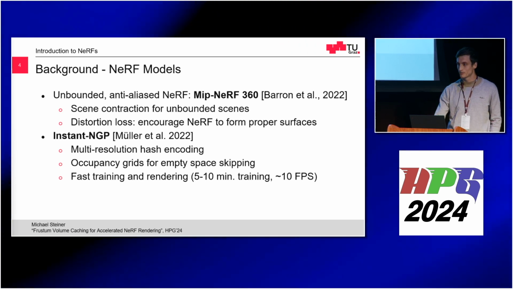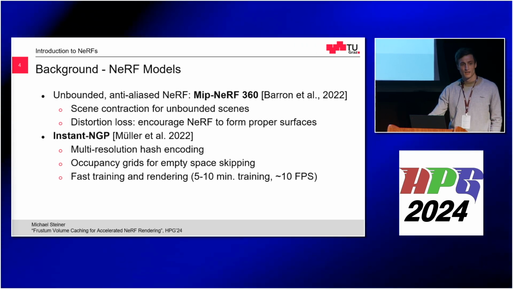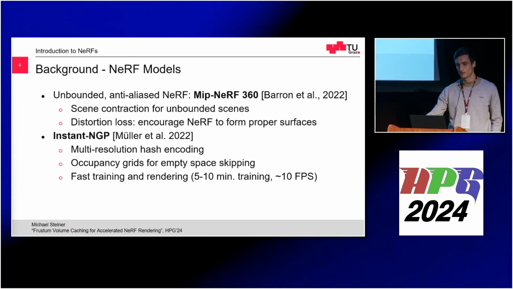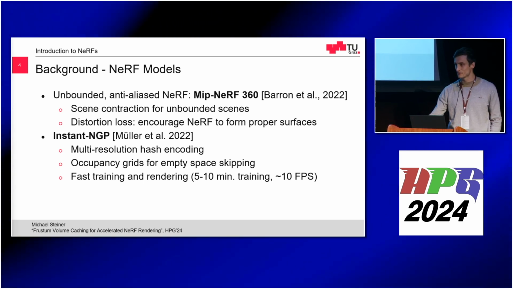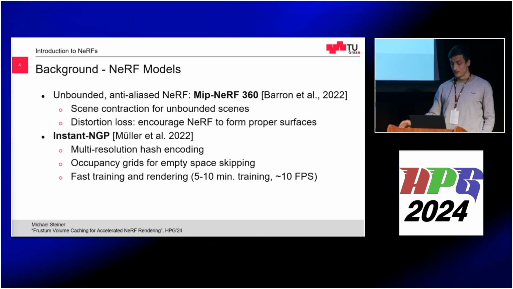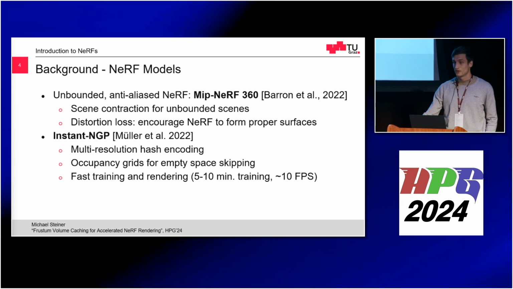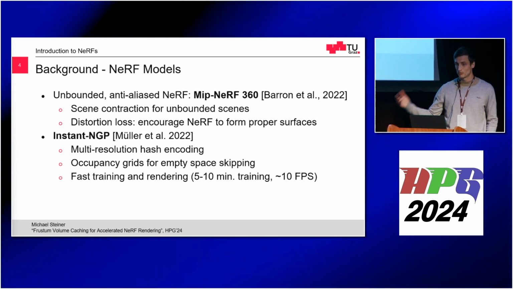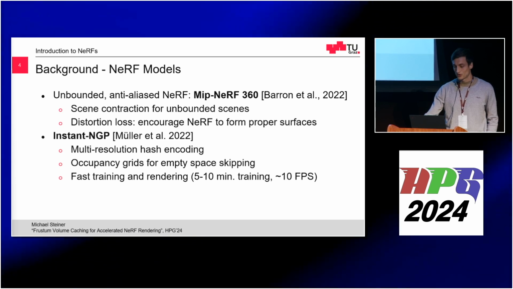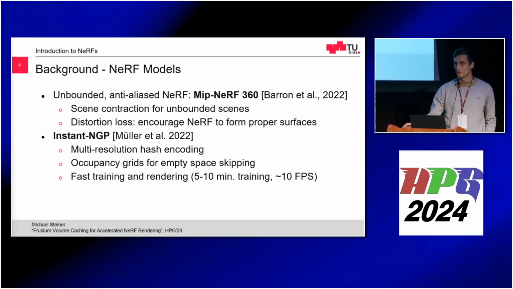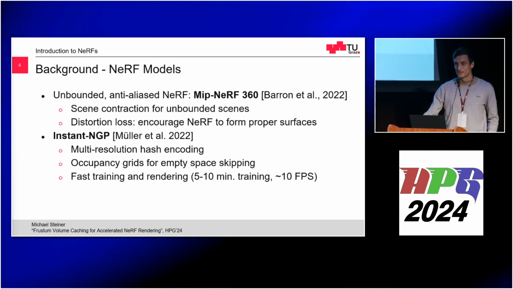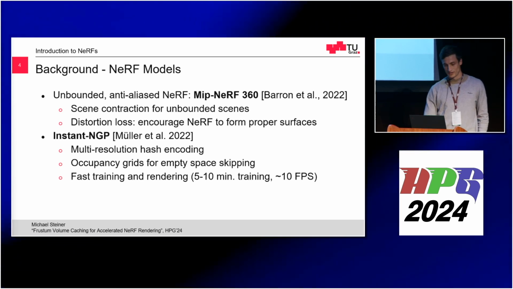A quick background: this introduced many follow-up works. Most important for us will be MIP-NeRF 360, which is an anti-aliased NeRF method. So instead of evaluating infinitesimally small samples, they evaluate Gaussian blobs. They also performed scene contraction in order to handle unbounded scenes, warping them into a bounded domain, and introduced a distortion loss, which encourages the NeRF to form proper surfaces and consolidate density along the rays.